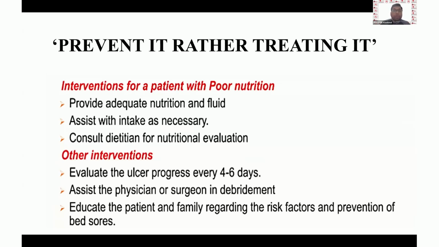Intervention for patient with poor nutrition: provide adequate nutrition and fluid. Assist with intake as necessary. Consult a dietitian for nutritional evaluation. Other interventions: evaluate the ulcer progress every 4 to 6 days. Assist the physician and surgeon in debridement if it is required. Educate the patient and family regarding the risk factors and prevention of bed sore if your patient goes for home care.